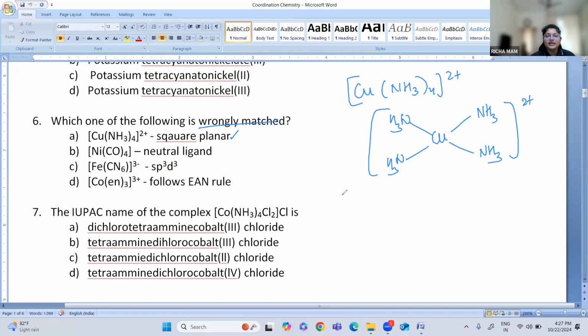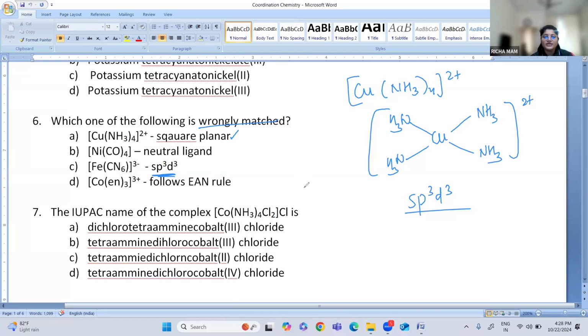Then nickel tetracarbonyl, carbonyl is a neutral ligand. Yes, carbonyl is a neutral ligand, so this is also correct. Then your [Fe(CN)6]3- is sp3d2. Now here what you have to see, this is in terms of what? This is an octahedral complex, right? [Fe(CN)6] is an octahedral complex.